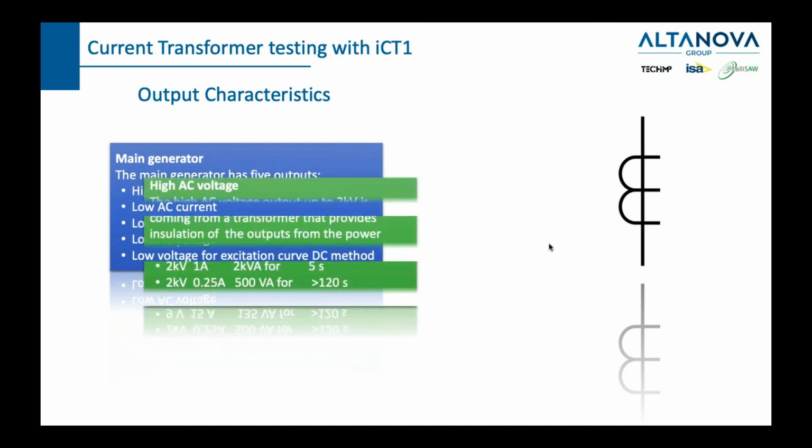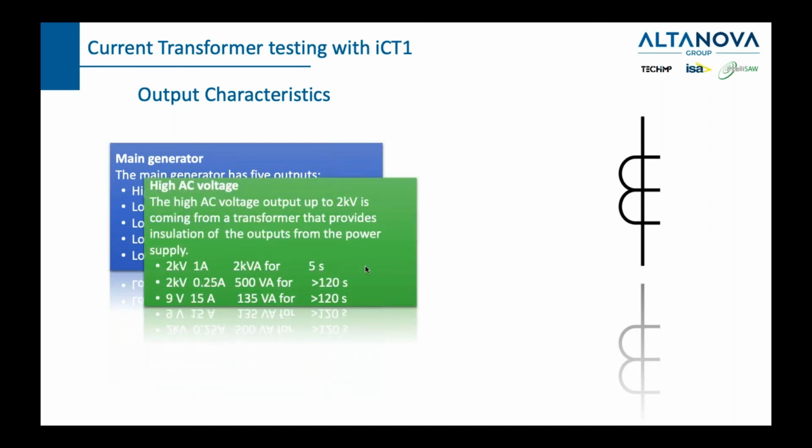Let's see some of the characteristics. High AC voltage can go as high as 2 kilovolts, and at 1 amp we can go for a few seconds. With a lower amperage we can go for more than 120 seconds, and the maximum current you can get from this source is 15 amps, and this is at 9 volts.